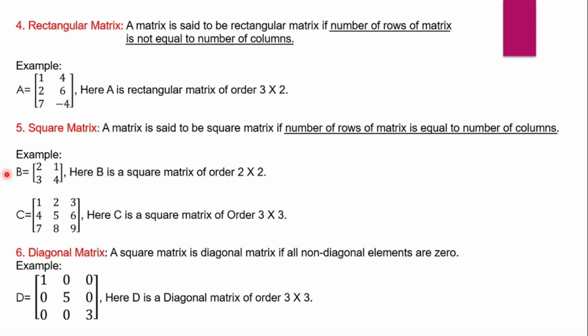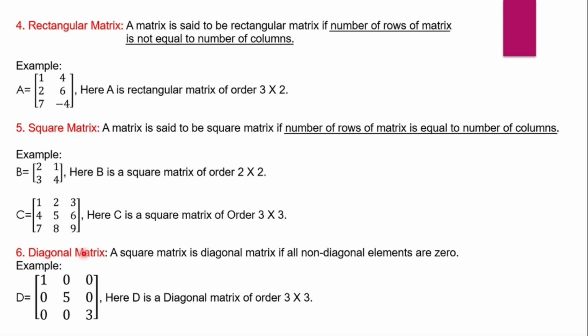Now for example, I have two matrices B and C, as you can see here in the slide, where the order of B is 2 by 2 and the order of C is 3 by 3. As you can see here, the number of rows and number of columns in matrix B is the same, whereas the number of rows and number of columns in matrix C is the same, which is 3.